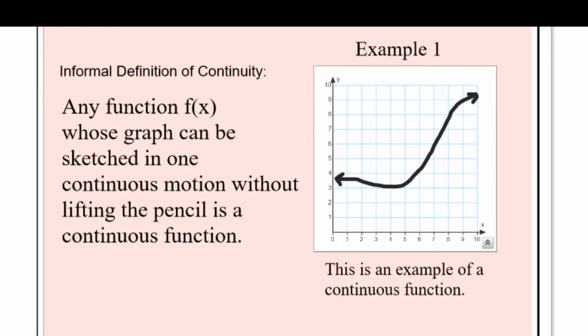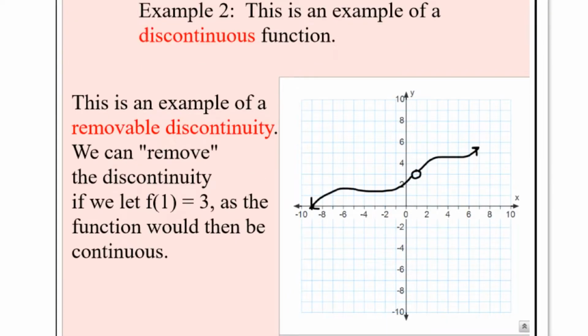So the informal definition of continuity says any function f of x whose graph can be sketched in one continuous motion without lifting the pencil is a continuous function. Basically, there's no breaks, there's no gaps, there's no jumps in the graph. You can put your pencil down and write all the way through the entire curve without lifting up your pencil. That's continuous.